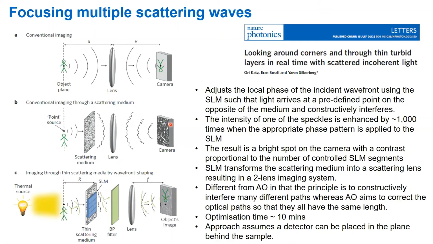So this is really where you need to switch, for example, to using a spatial light modulator as opposed to a deformable membrane mirror, because you want to make lots of local changes depending on the scattering properties of this material. The SLM essentially acts to transform the scattering medium into a scattering lens, and you end up with a kind of two-lens imaging system. So some focusing is happening with your SLM as well. This is different in principle, although often an optimization algorithm is run to help you decide what pattern you want to put on your spatial light modulator.